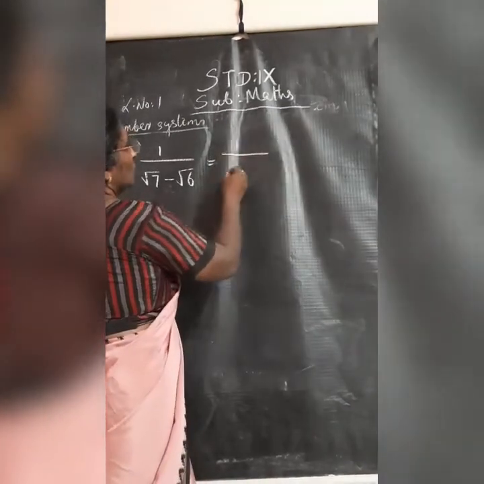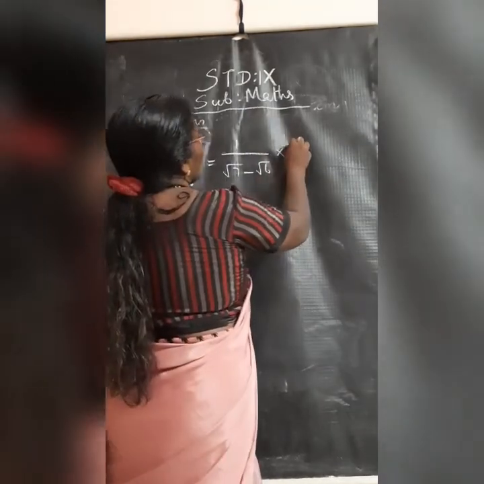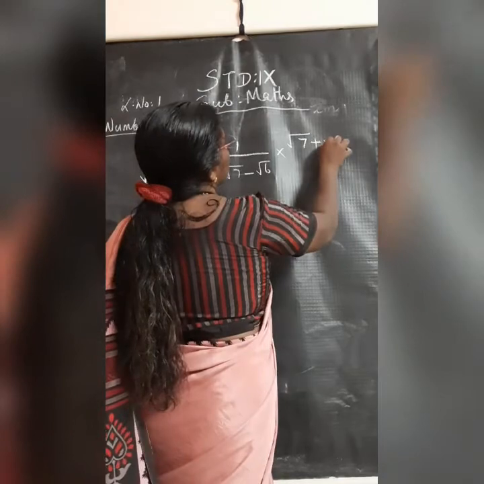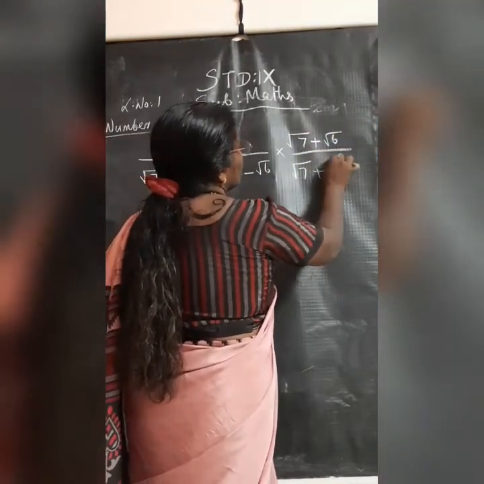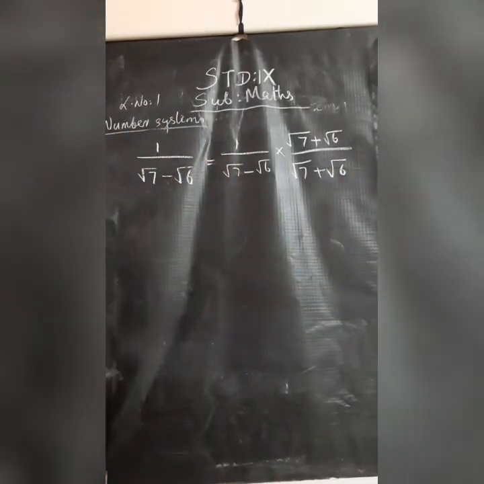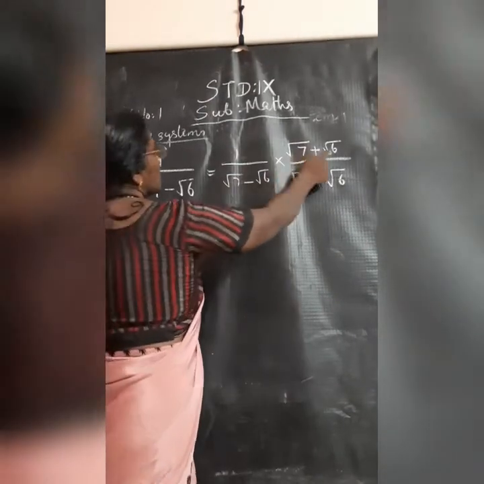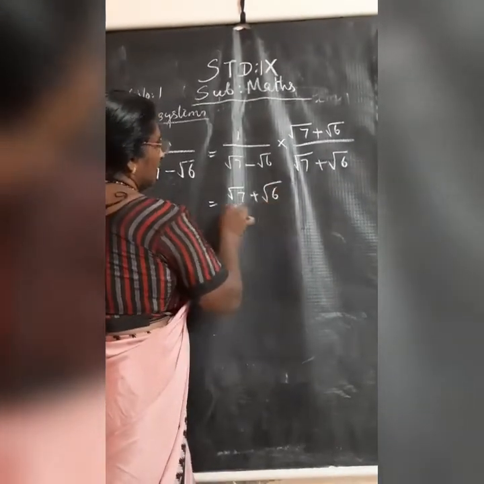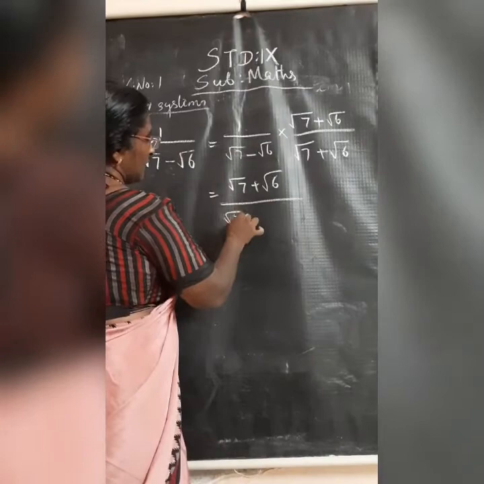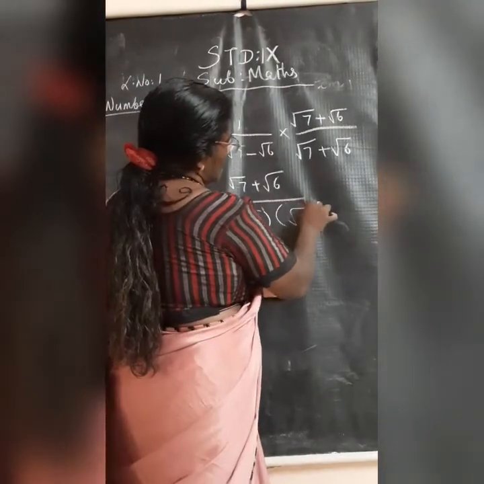Clear? So how am I going to do this sum? 1 by root 7 minus root 6, into root 7 plus root 6 divided by root 7 plus root 6. See, what have I done? Root 7 plus root 6 multiplied up and down. So now 1 into root 7 plus root 6 means root 7 plus root 6, divided by root 7 minus root 6 into root 7 plus root 6.